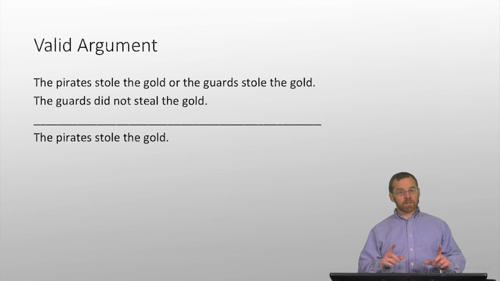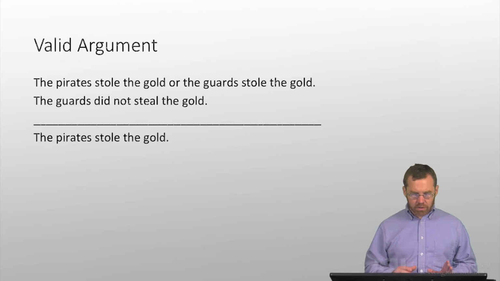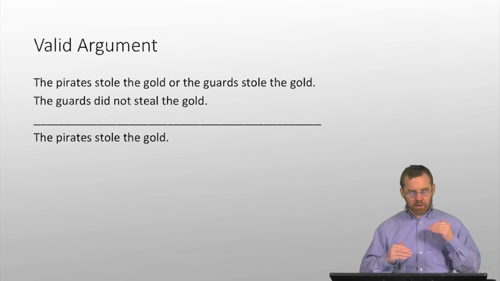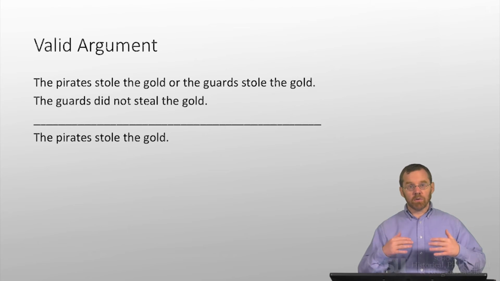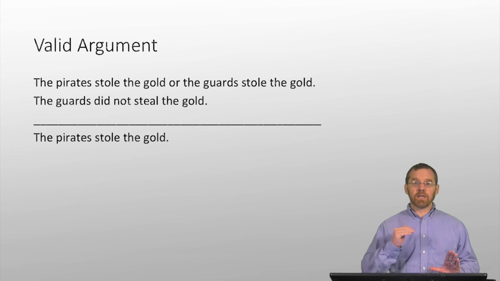For example, this argument that we saw before is a valid argument. The pirates stole the gold or the guards stole the gold. The guards did not steal the gold, therefore the pirates stole the gold. Well, that is a valid argument. If one of the two sentences has to be true and the second one is false, then the first one must be true. So there's no way that the premises could be true and the conclusion false. More to the point, there's no way that an argument with that form could have true premises and a false conclusion.